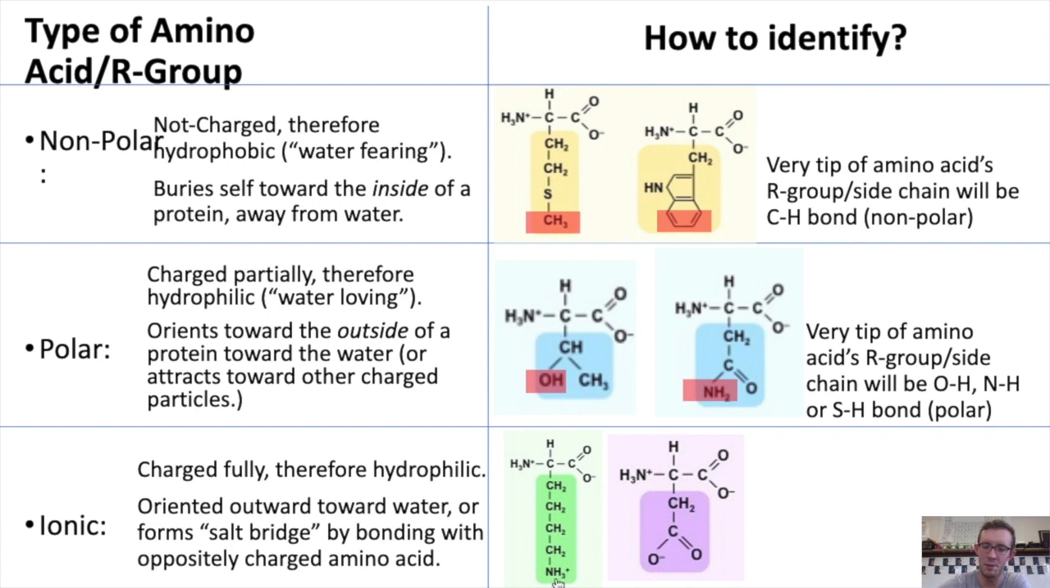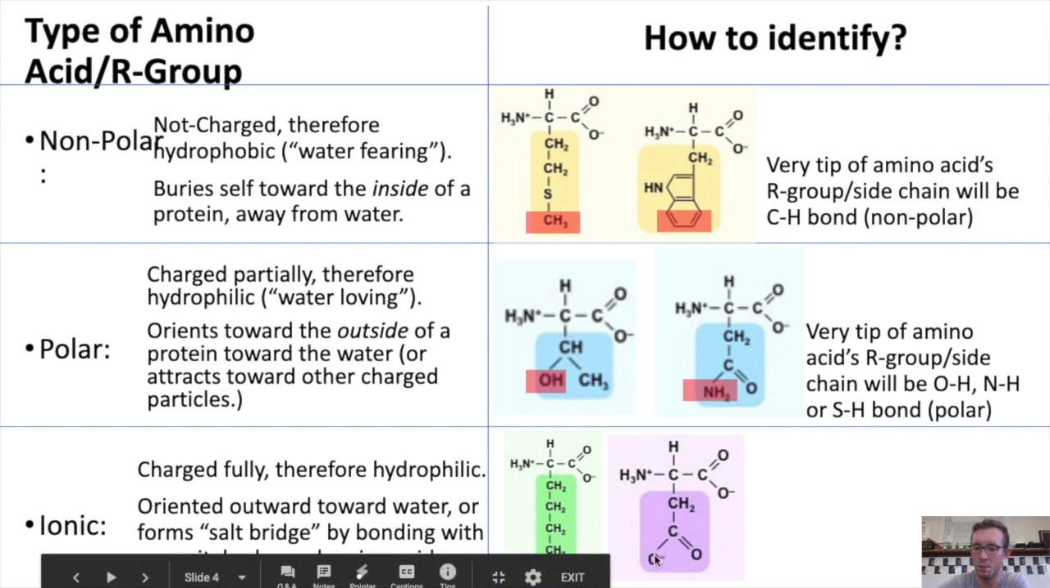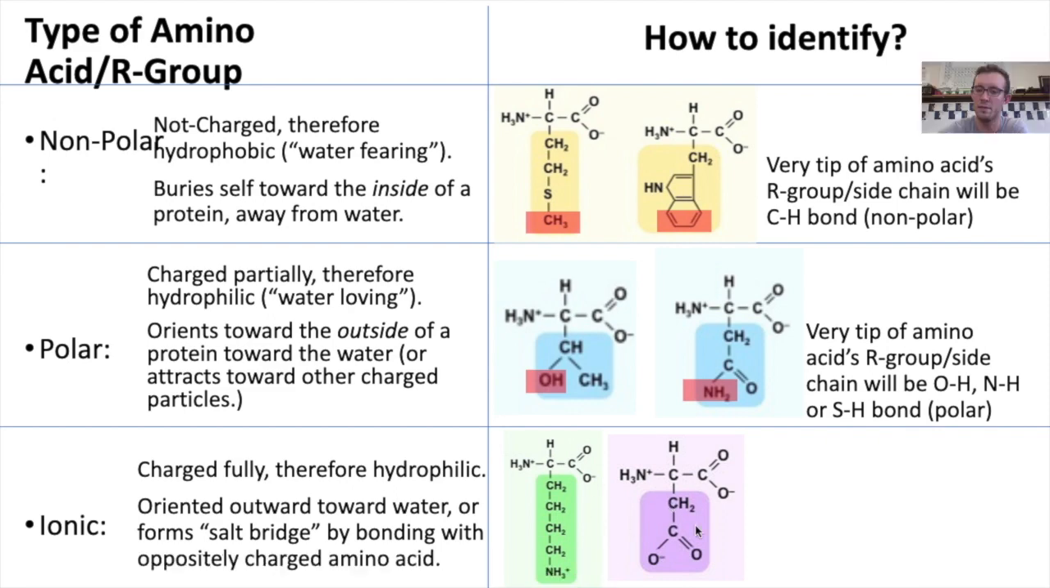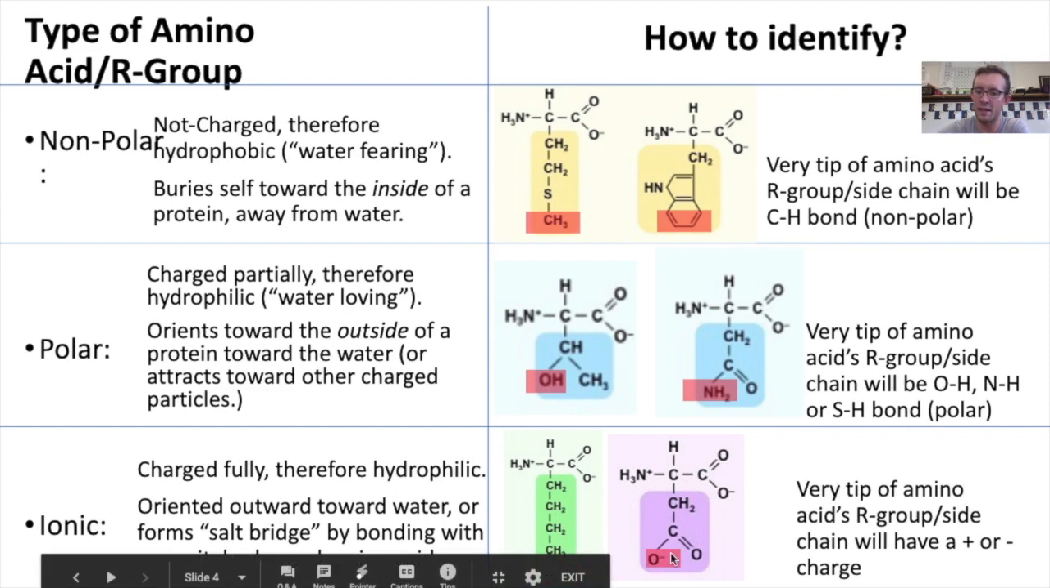Okay, so for example, this amino acid here, this green one, has a positive charge at the very end of it. And this purple amino acid has a negative charge. These two amino acids could potentially bond to each other. And so the way to identify an ionic amino acid is probably the easiest. You just look at the tip of its R group, and you can identify a positive or a negative charge.